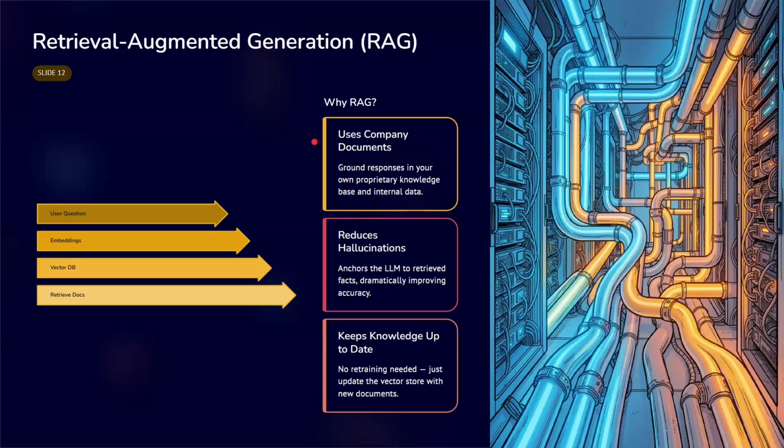So this is RAG, where we train our model based on our requirement. Use company documents, ground responses in your own proprietary, internal data, reduce hallucination, and keep knowledge up to date. Like if we update something in our company policy, we simply update our prompt and retrieve the data. So how does it work? The user question is embedded, divided into a numeric vector, and the vector database searches it and retrieves from our documents.